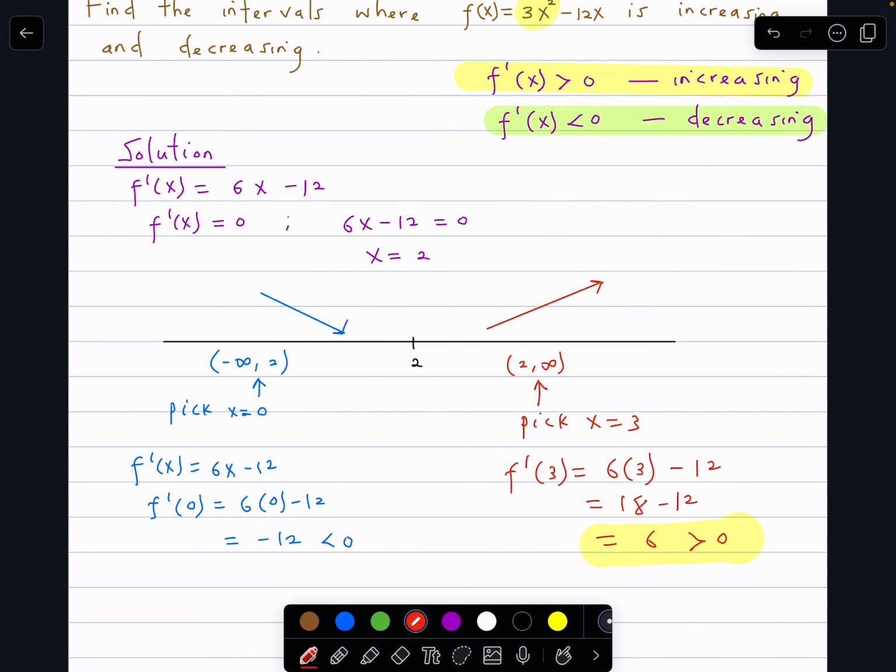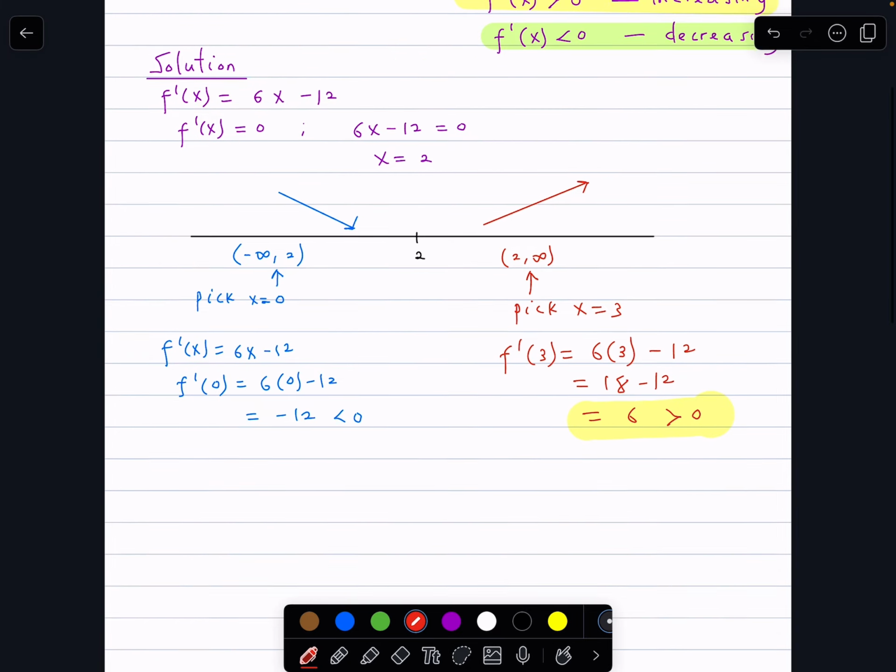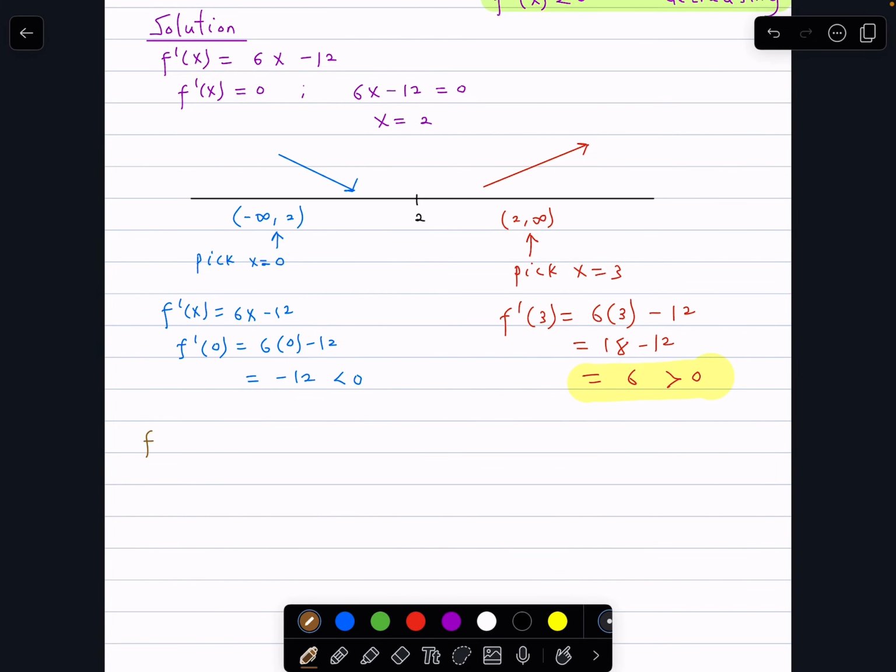So let me just summarize. We've actually gotten our answer, because we want to find the intervals where the function is increasing and decreasing. So let me just summarize the answer. f of x, which is equal to 3x squared minus 12x, is increasing on the interval 2 comma infinity and decreasing on the interval negative infinity to 2.